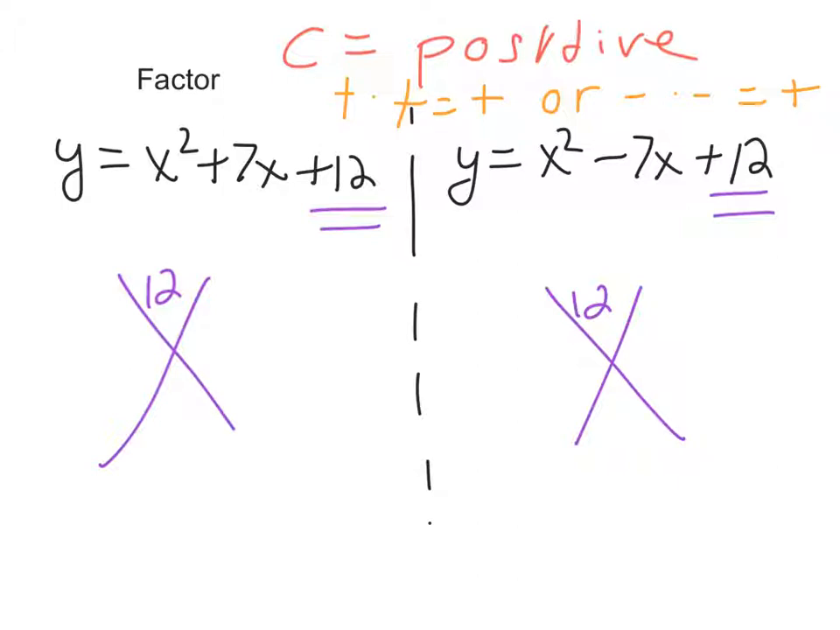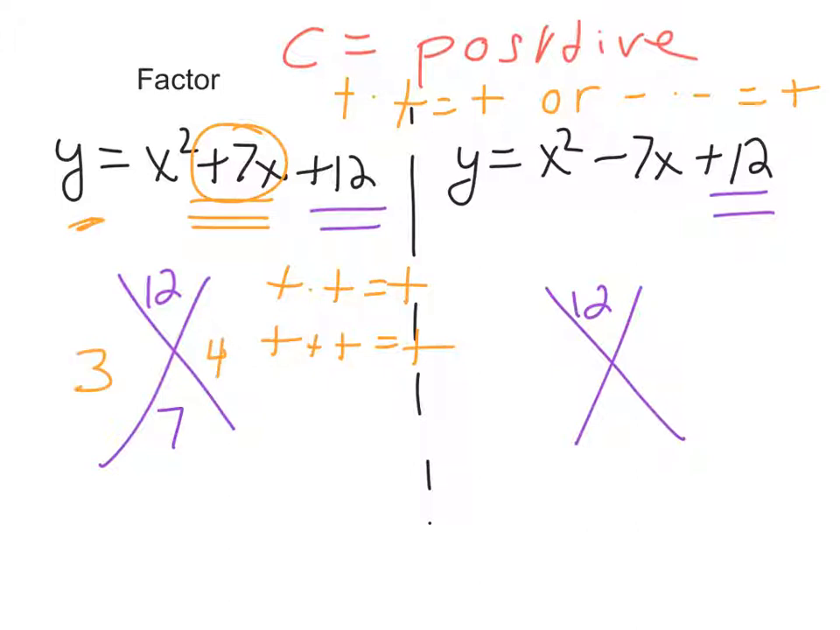So we can use some context clues. On this side over here, since our b value is a positive number, we know that we must have started with two positives, because when we multiply two positives, we get a positive, and when we add two positives, we get a positive. So what two positive numbers multiply to be 12 and add to be 7? Well, that of course is going to be positive 3 and positive 4, which would then factor as x plus 3 and x plus 4.